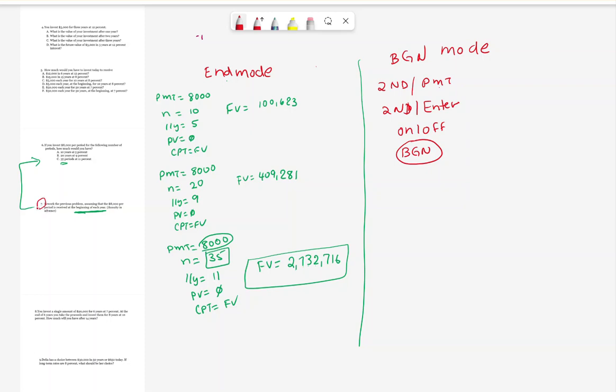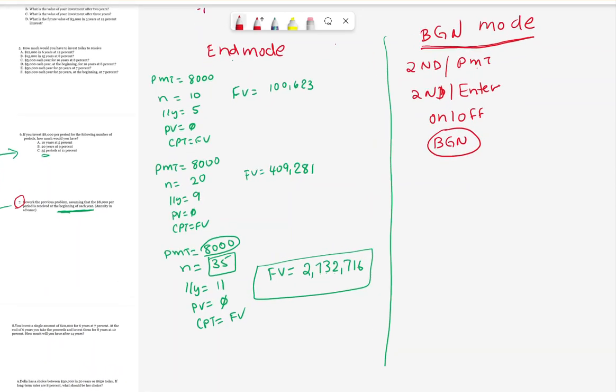Under this question number 7, they're asking us to rework question number 6, but putting your calculator in begin mode. Again, it's on my Blackboard how to put it in begin mode. Second, payment. Second, enter. When you turn it on and off, make sure you have a BGN at the top of your zeros. So you're going to rework what we did using begin mode.